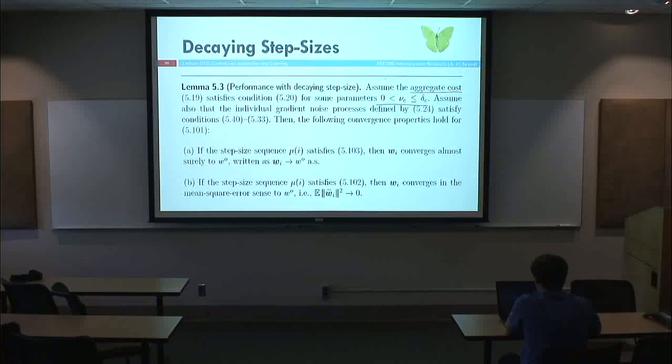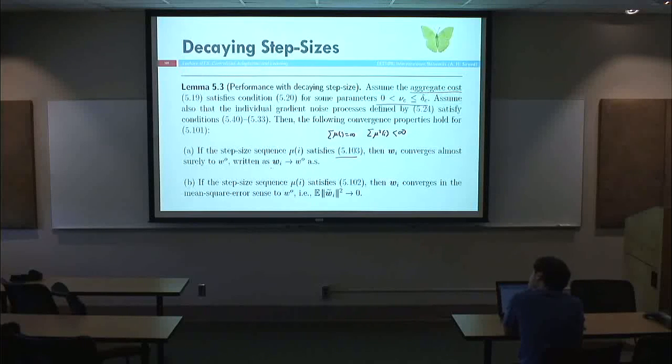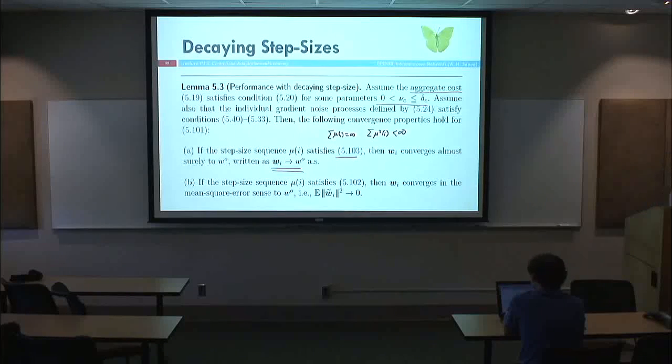Now the second condition is where the sum of mu is infinite and the sum of mu squared is finite. In this case, you can show that w converges to w^o almost surely. So the probability of the event of w_i converging to w^o is 1. In the first case, this is a stronger condition. In the second case, which is a weaker condition, mu goes to 0.